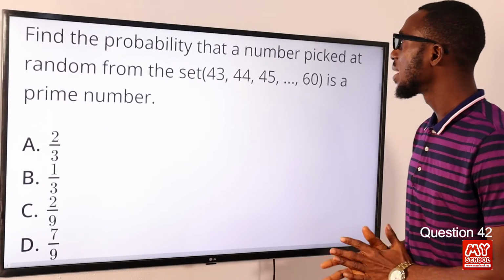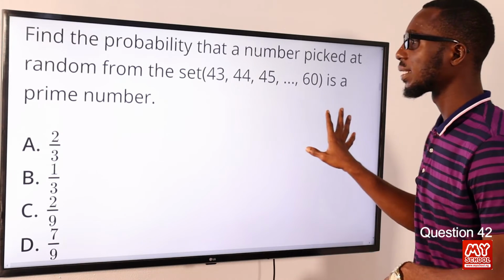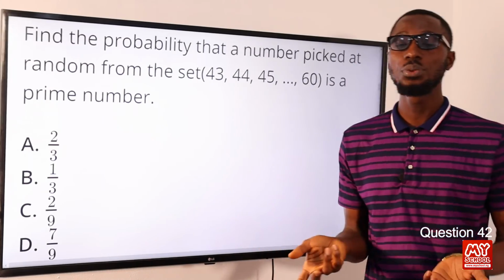42. Find the probability that a number picked at random from the set 43 to 60 is a prime number. So how do we describe prime numbers?